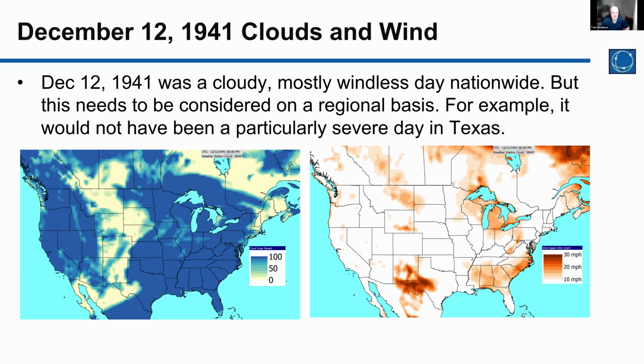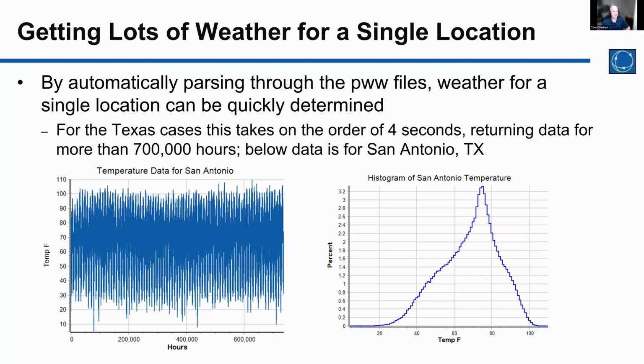And of course, December 12th, 1941 is not going to occur again, but the weather pattern that we had on that day certainly could reoccur. So we could have a day where most of the country's cloudy. It was actually kind of sunny in the middle part of the country, towards Colorado, New Mexico, West Texas. So it would have been a severe day across most of the country, but not particularly severe in Texas from a wind solar perspective. You can get lots of data at a single location.